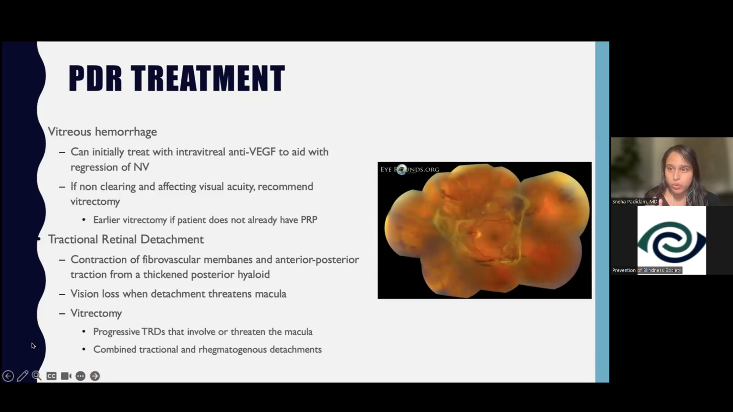And then one of the worst complications of diabetic retinopathy is a tractional retinal detachment. And that's when these abnormal blood vessels pull on the retina and cause a detachment. This is a picture of a tractional retinal detachment, and these are usually treated with vitrectomy.